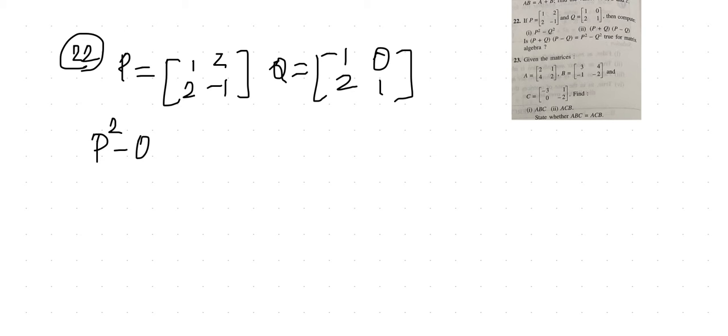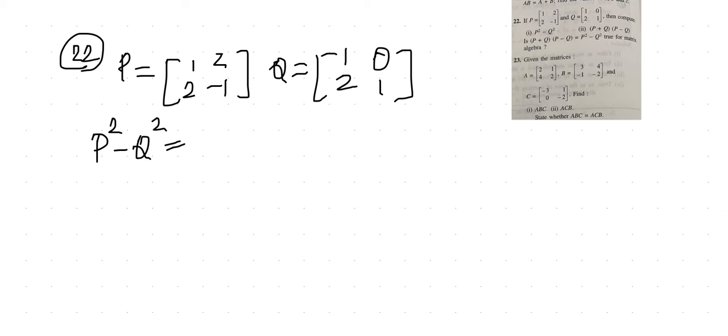It says that the P has been given. Okay, so I'll be writing down 22. The value of P has been given and Q has been given. Okay, so the P has been given as how much, children? 1, 2, 2 minus 1, and the value of Q has been given as 1, 2, 0 and 1. Okay, so this is what has been given, and then now you need to find out P square minus Q square. So how are you going to find this, children?